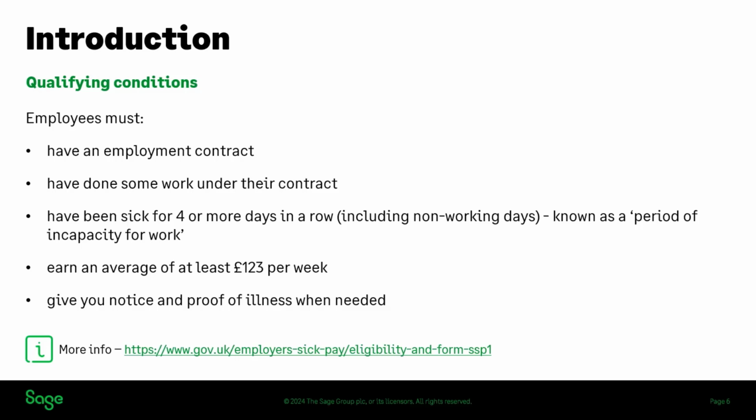And finally, they need to give you the correct notice that they've been off sick and proof of illness when needed. So that proof would be what's now known as a fit note, a statement of fitness for work. If a sickness lasts more than 7 days, you can ask for proof of illness. But if it's a sickness 7 days or less, an employee will be able to self-certify their own sickness. So there's more information about the eligibility and what to do if the employee doesn't qualify, following the link to the gov.uk website there on the slide.